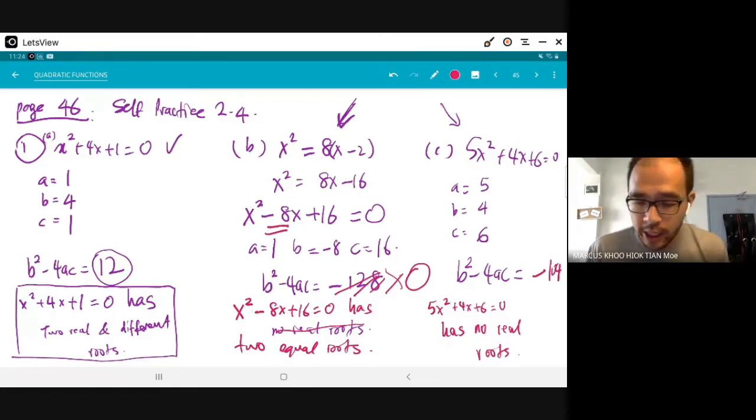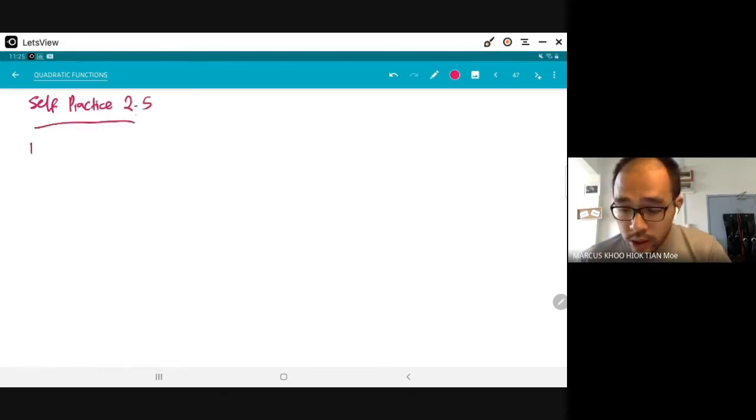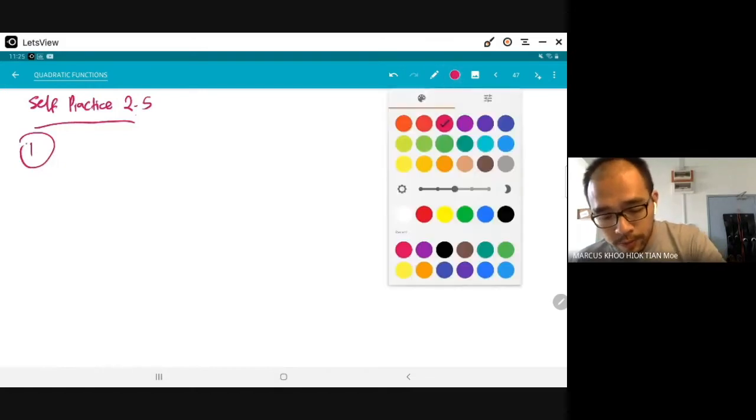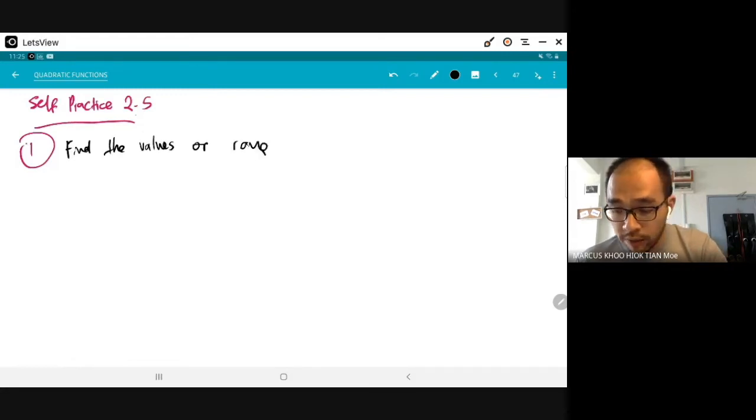Page 48. So turn to page 48. I want to take a look at this one, self-practice 2.5. We do this together. Let's do question number 1 first. So the question is, find the values, or range of values.